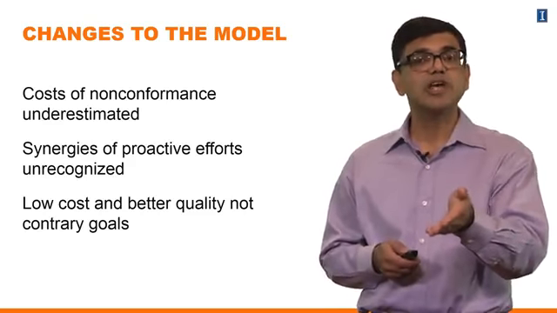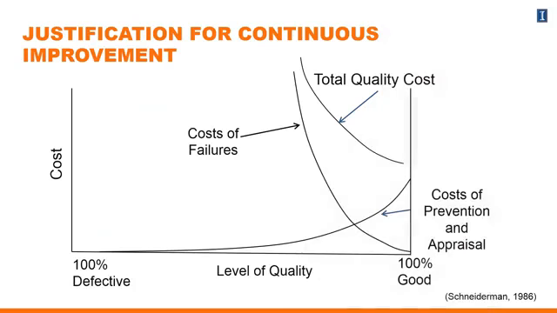So how did the model change? Well, what you can see here is that compared to the previous picture, the optimal level of quality, and again, without putting a number on it, is much closer to 100% good, simply because the costs of prevention and appraisal are lower than what you expected, and the cost of failures are actually very high, even when you're talking about a small defect rate.